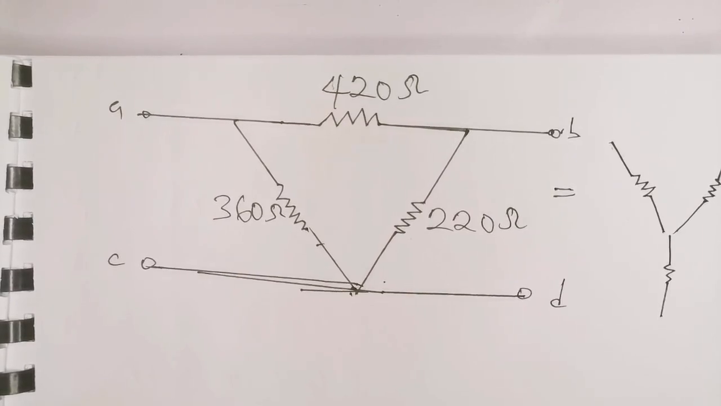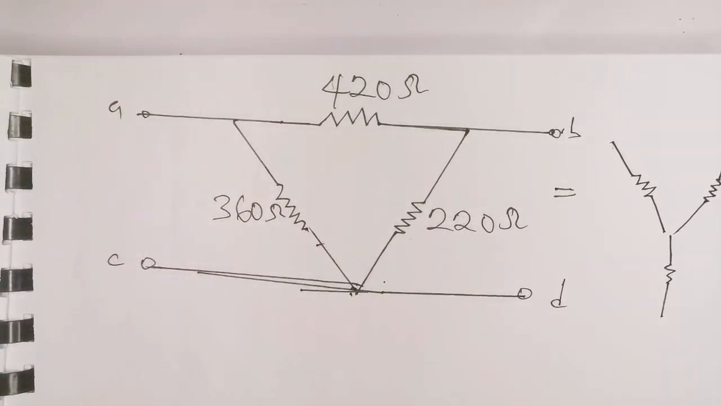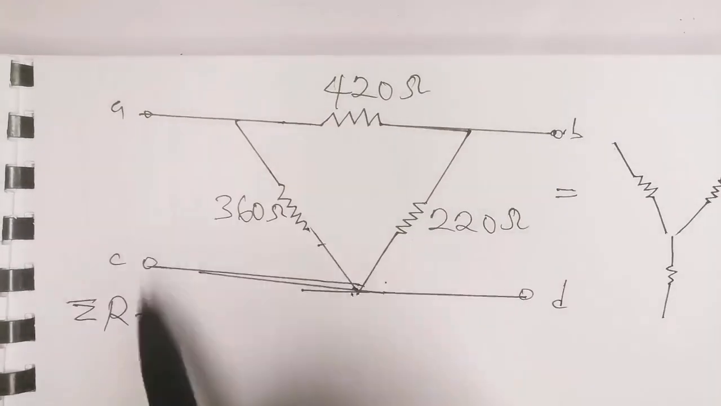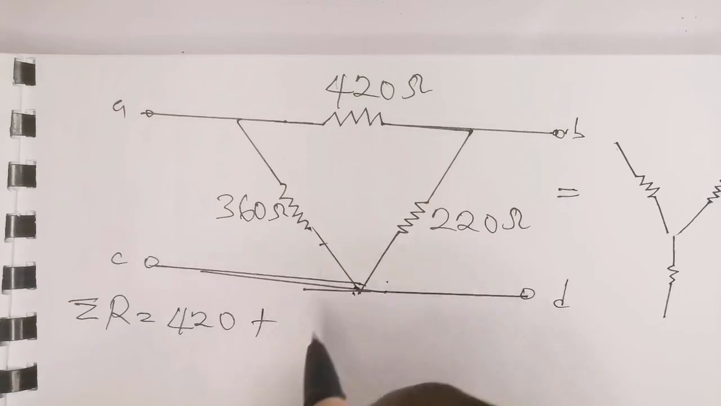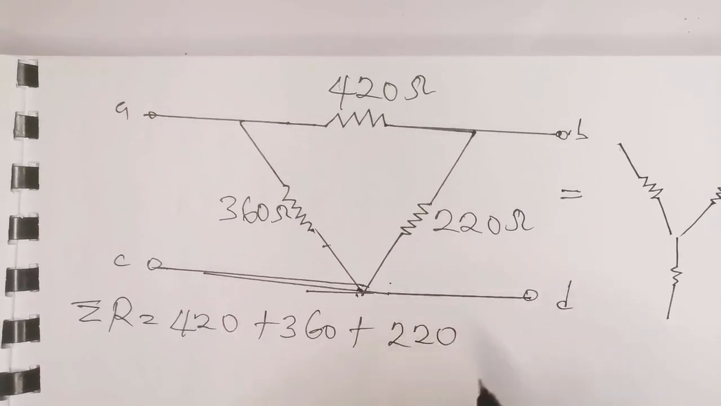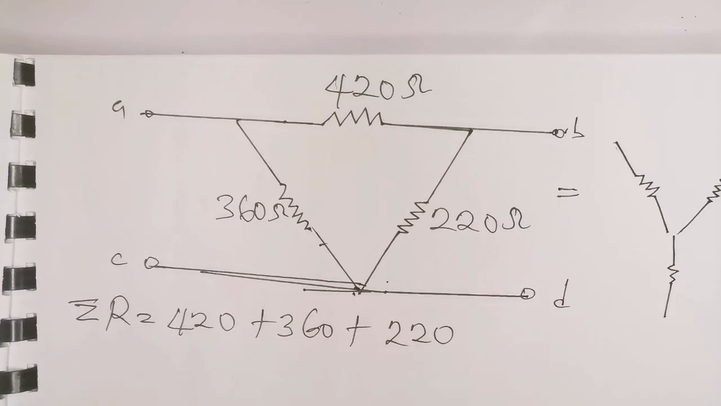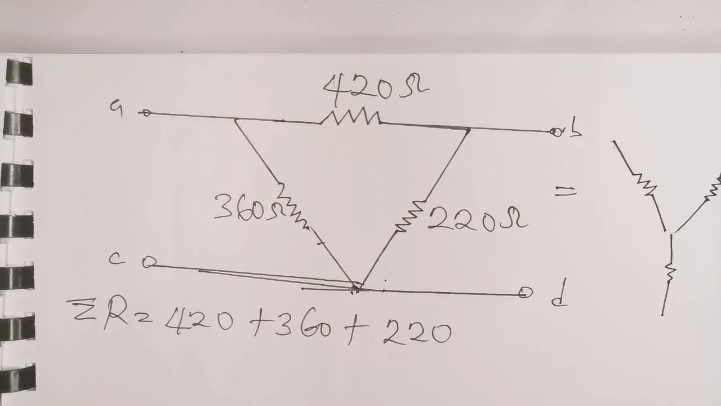Now the first thing I will ask you to do when given the delta network is find the summation of the entire resistance or the impedance on the delta circuit. So the summation of resistance, summation R, is equal to, add all of them up. So we have 420 plus 360 plus 220. That's your first approach in converting from delta to star. First of all, find the sum of the entire resistor or the impedance on the circuit.